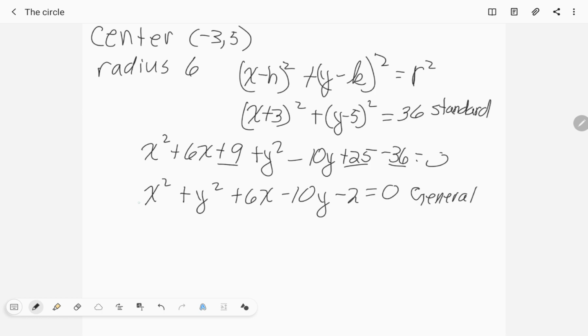Notice that my x squared and my y squared both have a 1 in front of them. That's because it's a circle. And in general form, a circle will always have 1 in front of the x squared and the y squared. So that's example 1.